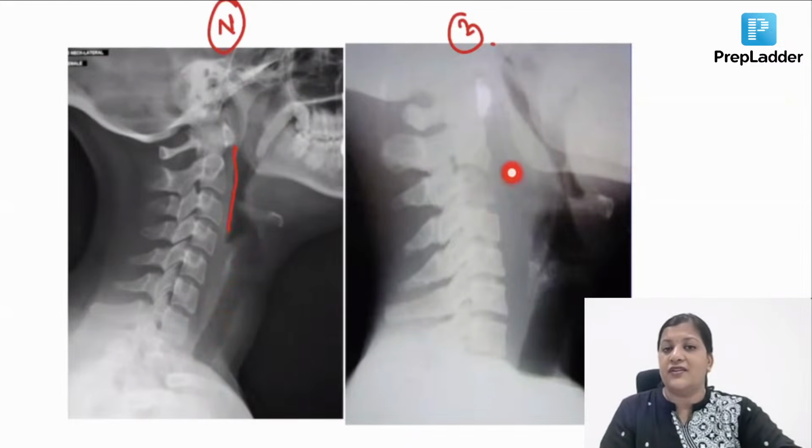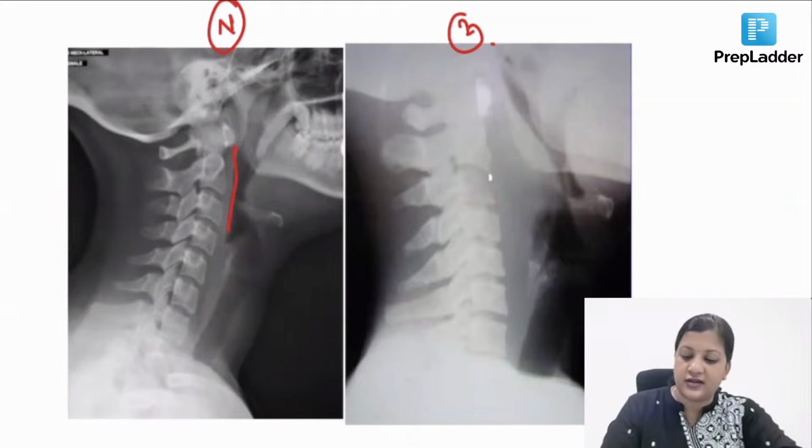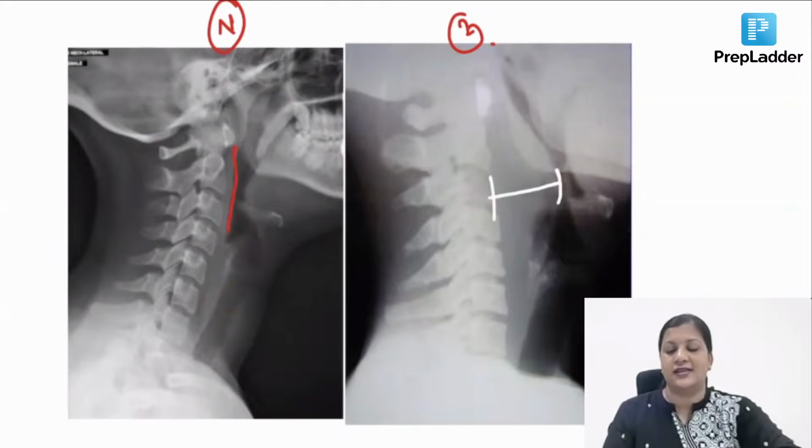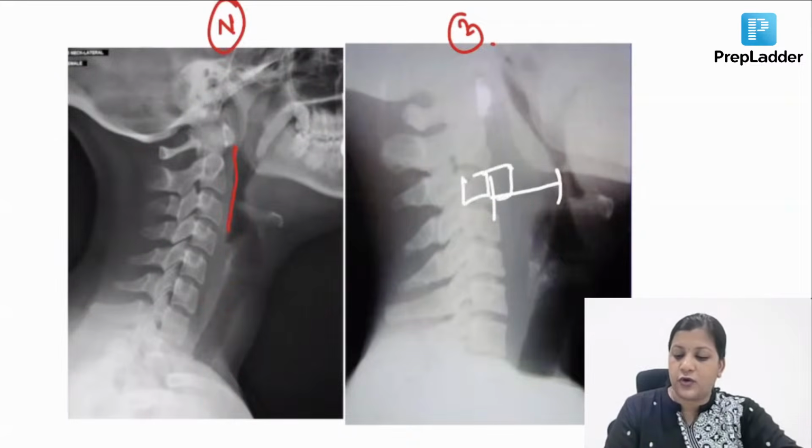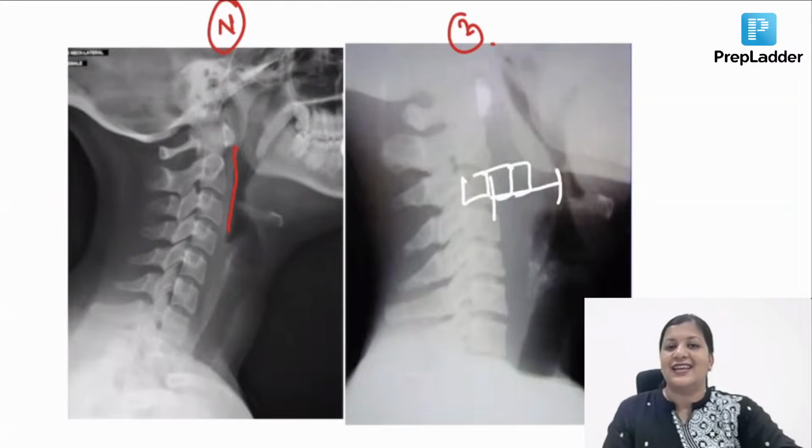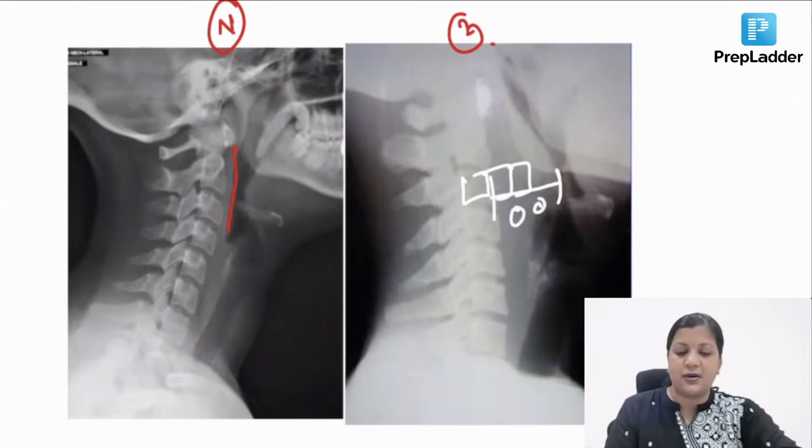Now you see the prevertebral soft tissue shadow over here. Is it increased? Yes. More than 2 times the size of the body of vertebra? Yes. Is it also having sometimes air bubbles within it?